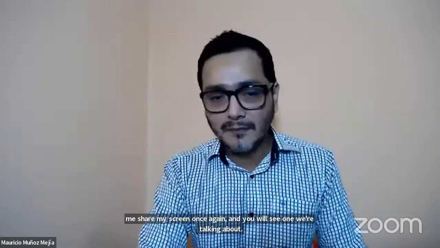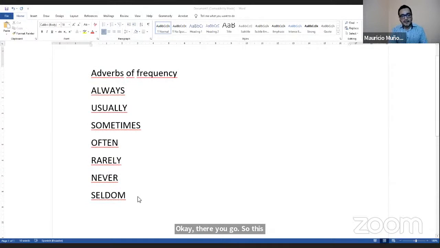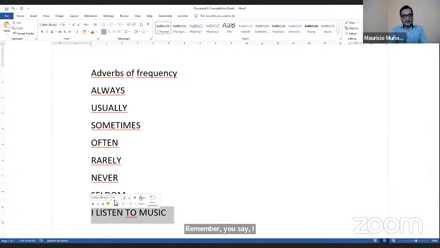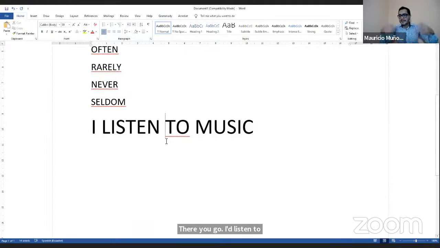So let's practice. Let me share my screen once again, and you will see what we're talking about. Okay, there you go. So this is the adverb of frequency. And this is my example. Remember, you say, I listen to music. This is an activity. Esto es una actividad, escuchar música.